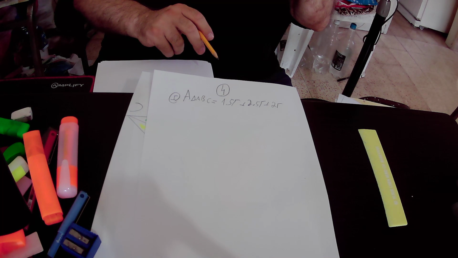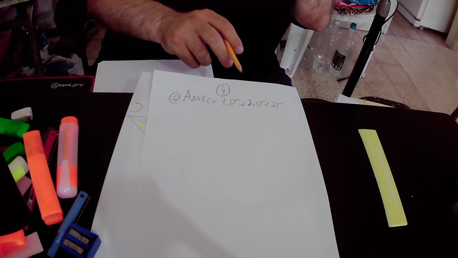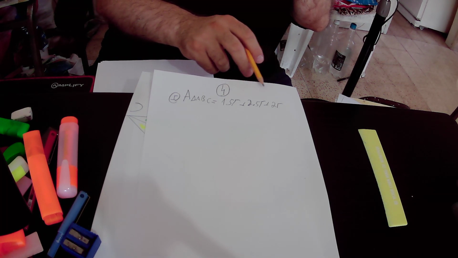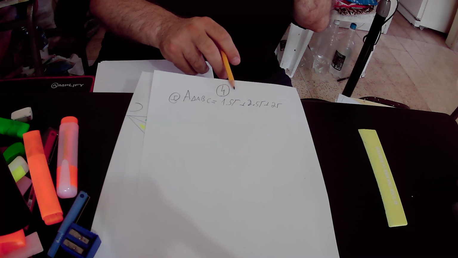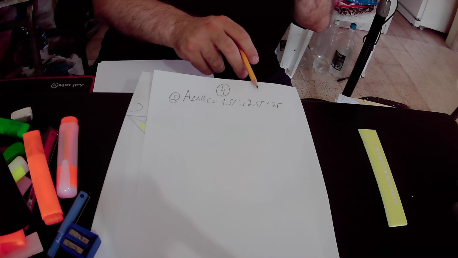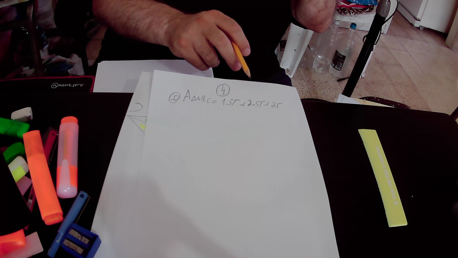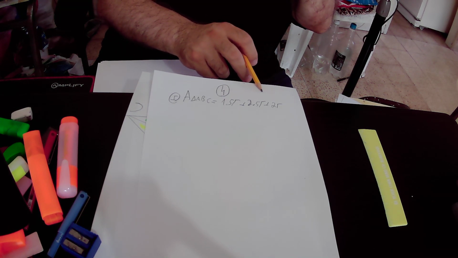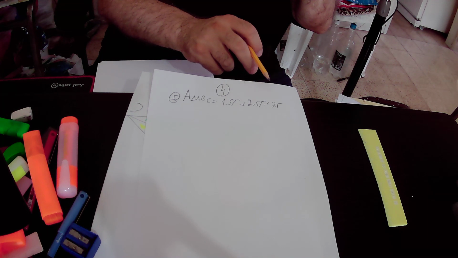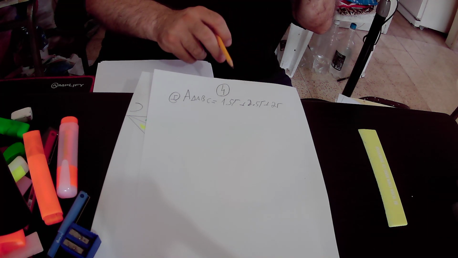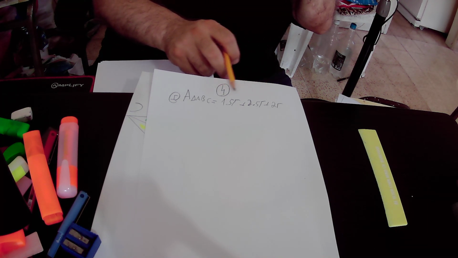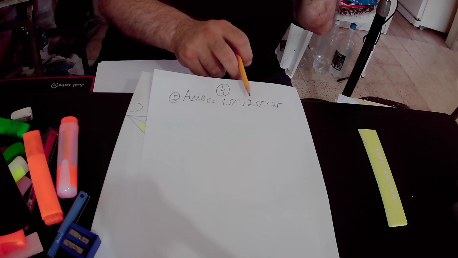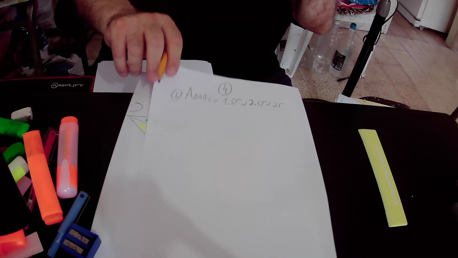So we can summarize this side of the equation. 1.5 times the radius plus 2.5 times the radius equals 4 times the radius. And 4 times the radius plus 2 times the radius equals 6 times the radius. So the sum of this side of the equation equals 6 times the radius. So I write it down.